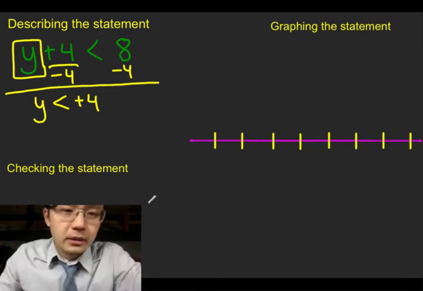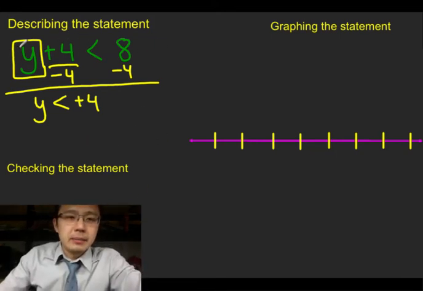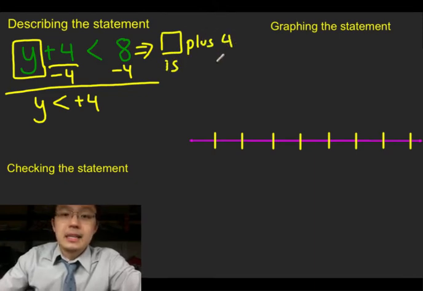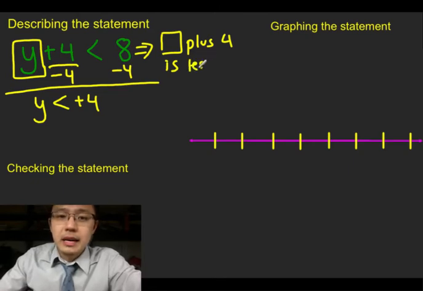So what is this statement talking about? If we look at the original, y plus 4 is less than 8. Basically, you're saying that some number, plus 4, instead of equal, now means less than 8.